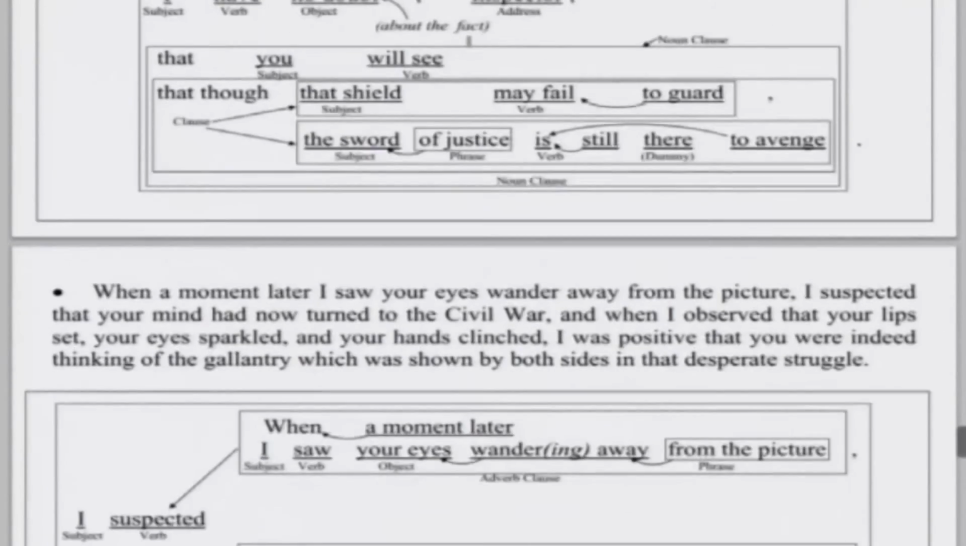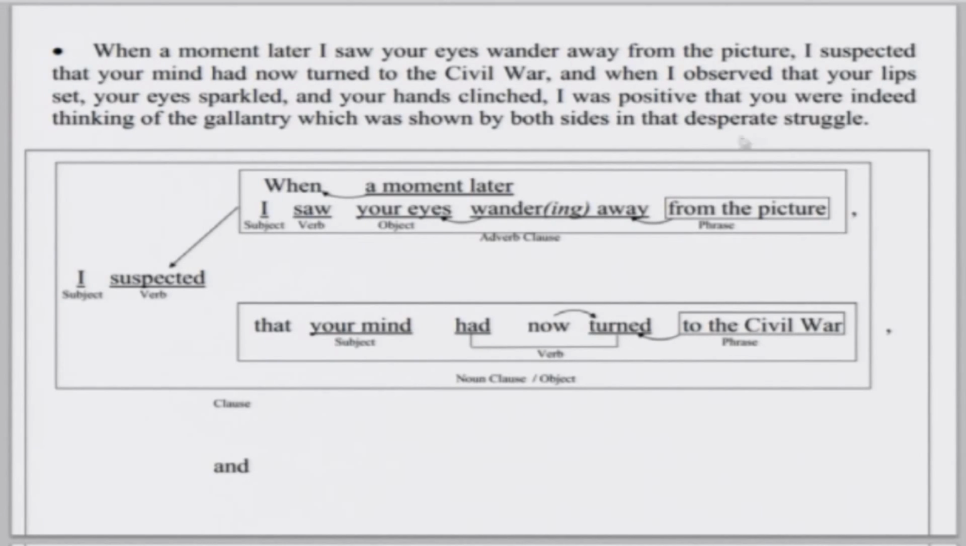The next one, which is the last in our examples. Okay. So, in the first part, "I suspected" is the main thing. Okay. I suspected. When and what? Okay. When a moment later I saw. In this clause, this is the main thing. I saw what? Your eyes. In what manner? Wandering away, the sense of it, away from the picture. Okay. When this happened, then I suspected what? That your mind had turned now to the civil war.